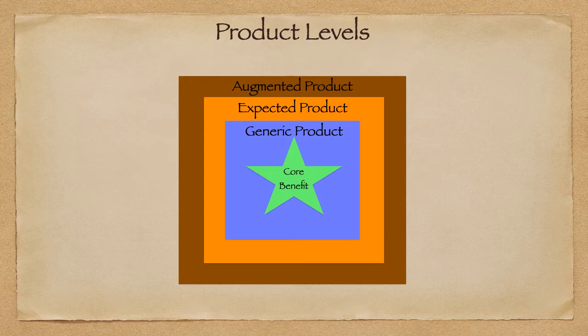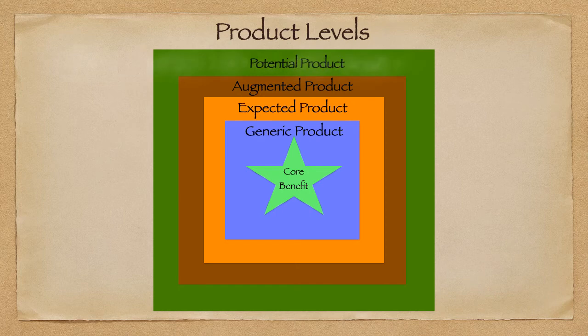The last level is called as potential product, which is for the future generations. For example, when a car was invented few hundred years back, they wouldn't have envisaged that there will be a day where there will be a need for driverless cars. Now what we are seeing now. So that's called a potential product.